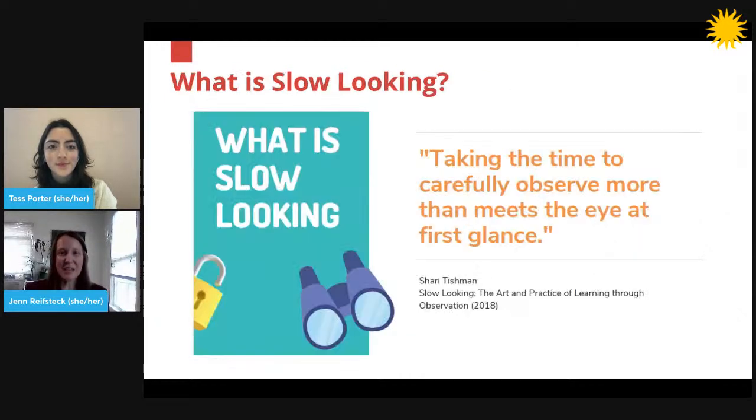So let's take a look at those definitions here. What do we mean by slow looking? There are many definitions out there, but my go-to comes from Shari Tishman. She's a principal researcher at Harvard Project Zero, and she wrote the book on slow looking, the art and practice of learning through observation. She defines slow looking as taking the time to carefully observe more than meets the eye at first glance. And based on feedback we were getting from the chat, people were sharing that they were noticing things that they didn't see at first glance. So we did slow looking in action today.